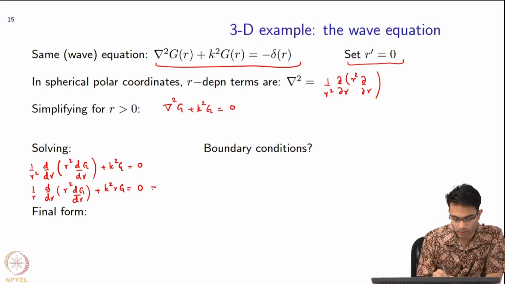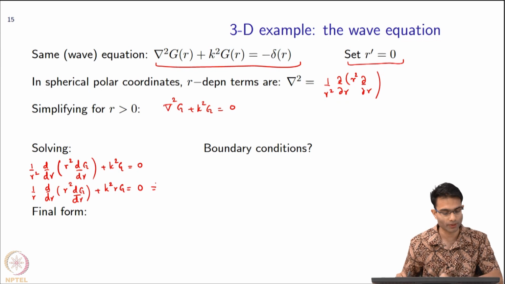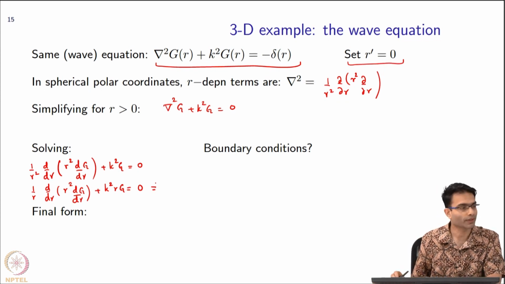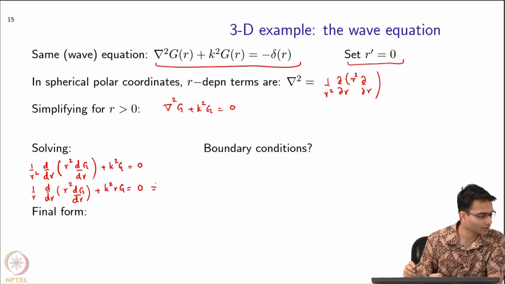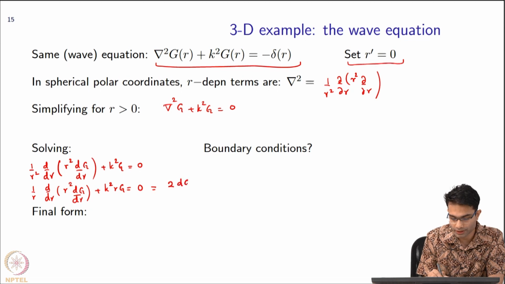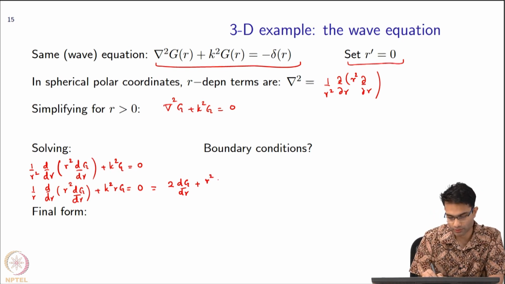Now the only thing that I can simplify in this is the first term. There is a derivative of a product of two functions, so I can open this up. I can take the derivative of r squared, so I will get 2r dg by dr, and that r will get cancelled off. So I will get 2 dg by dr, that is the first term. Then r into d2g by dr2, and the second term remains as is, k squared r g is equal to 0.